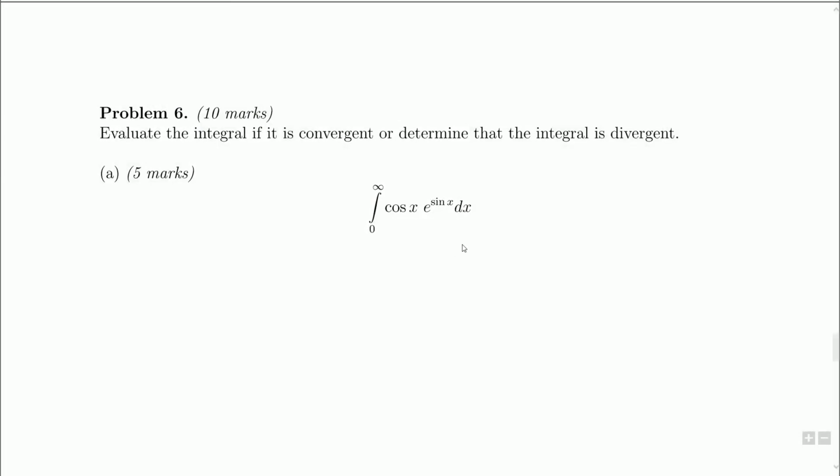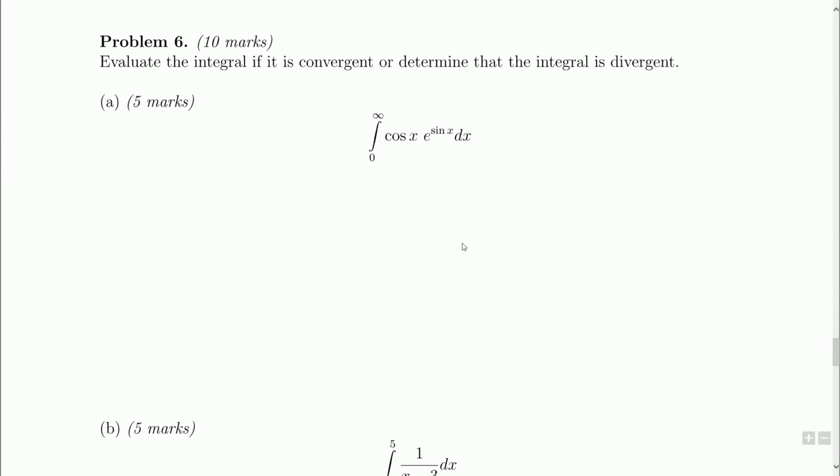We're almost done the 2016 midterm. We're up to question 6. There's only question 7 after this. So let's take a look here at question 6 together. Evaluate the integral if it's convergent or determine that the integral is divergent.